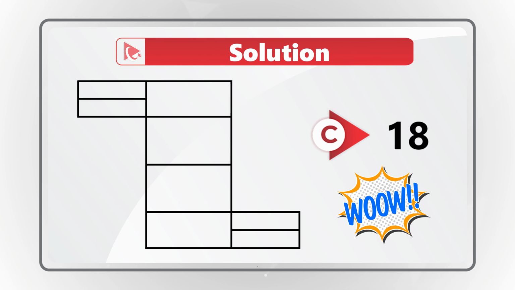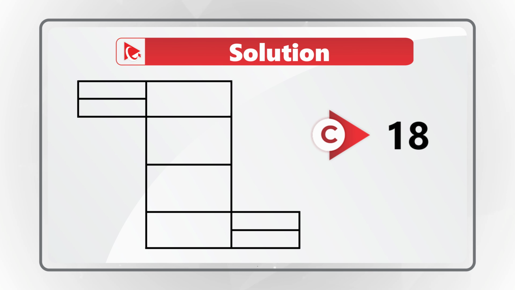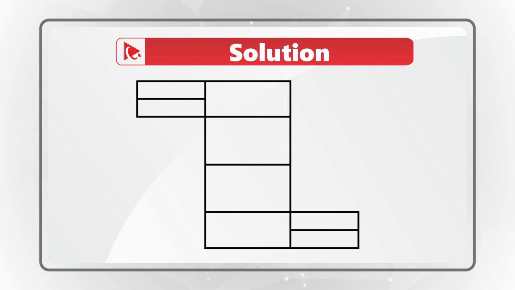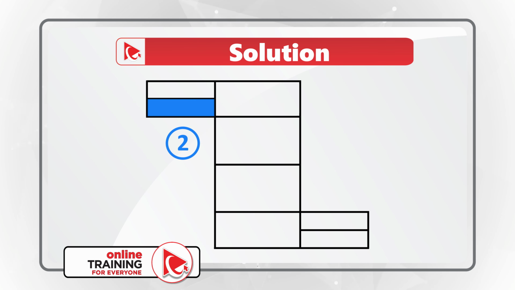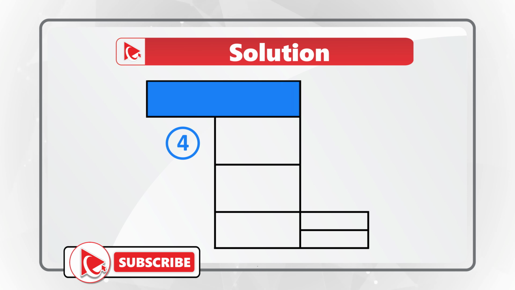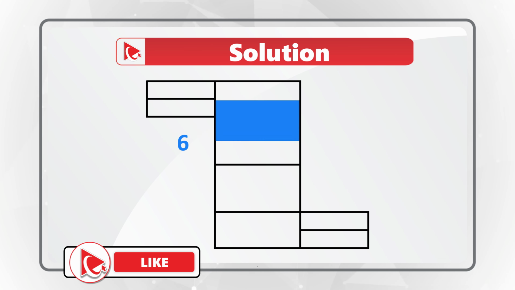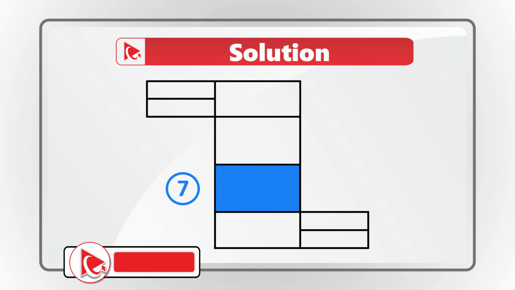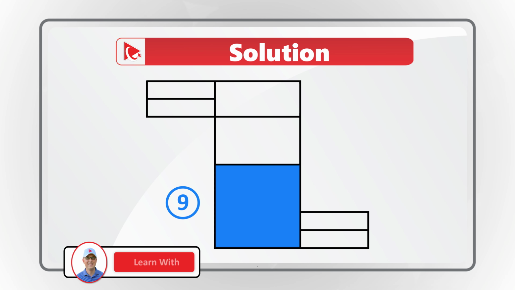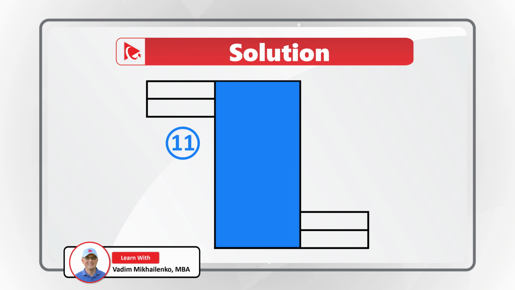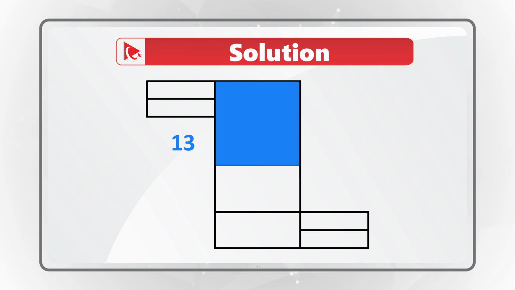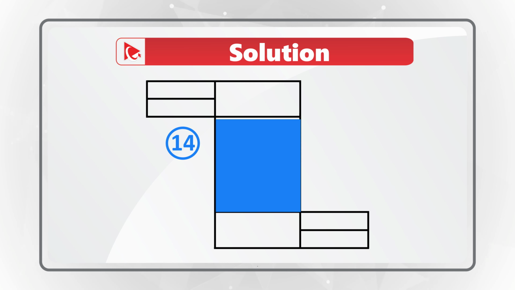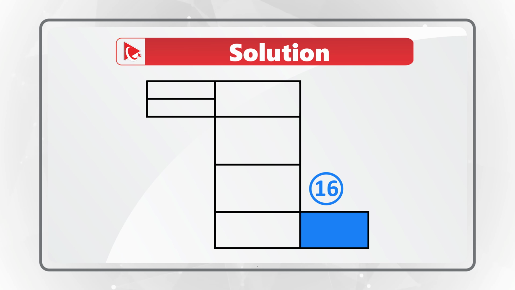Believe it or not, I counted 18 rectangles here in this shape. Let me show them all to you. 1, 2, 3, 4, 5, 6, 7, 8, 9, 10, 11, 12, 13, 14, 15, 16, 17, and 18.